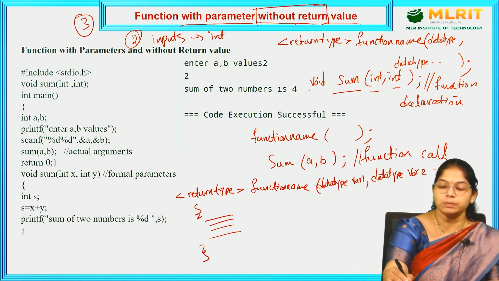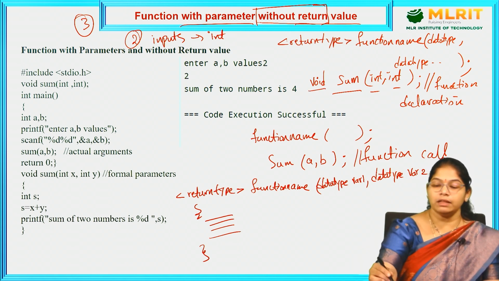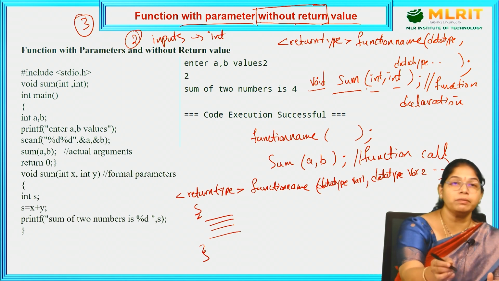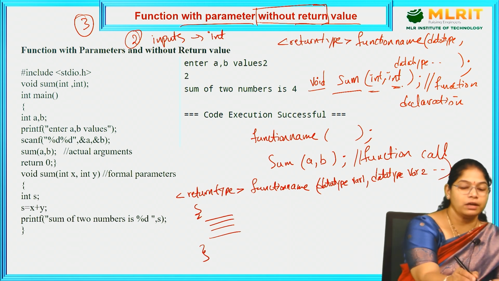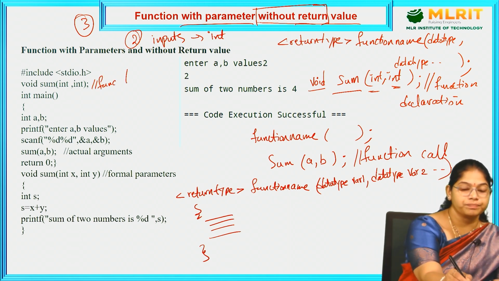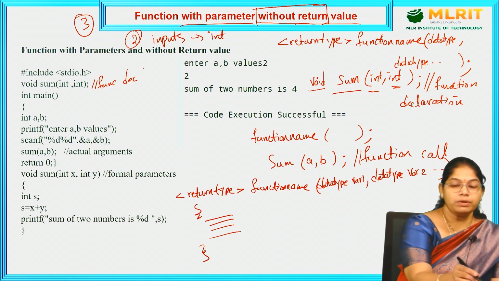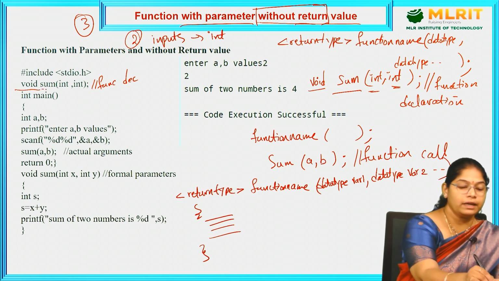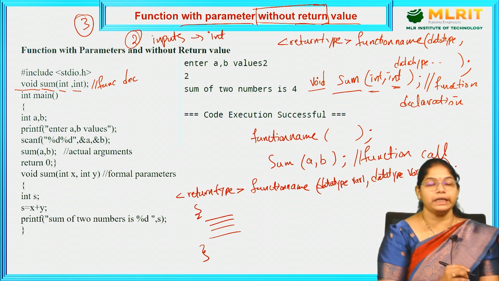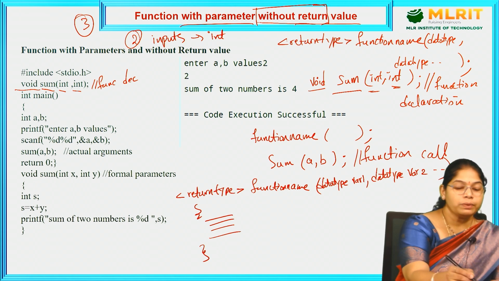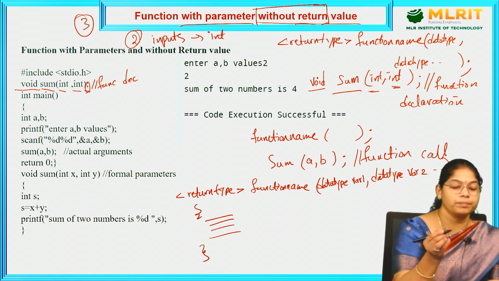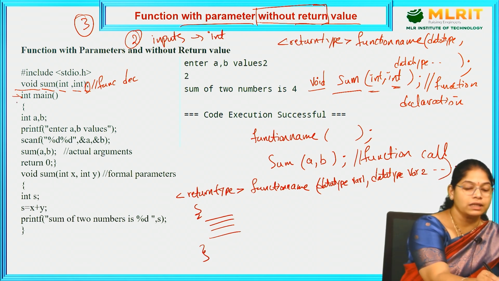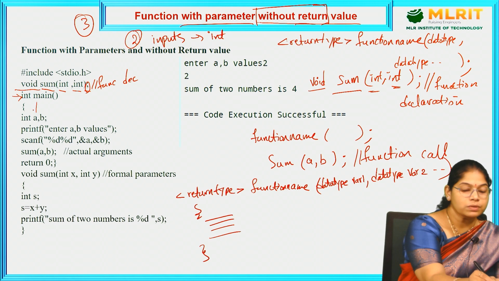Without return value is specified with void data type, then the function name with parameters. Here to perform addition of two numbers we need two inputs. So those are of data type integer, so int comma int. Here we have a function declaration: without return value it is void, then sum, with two inputs of data type int, so int comma int. So we declared the function above the main, and the function declaration is always terminated with a semicolon.